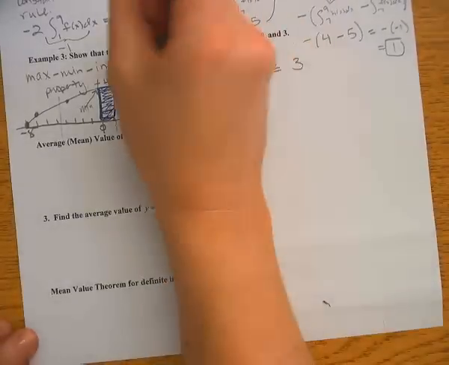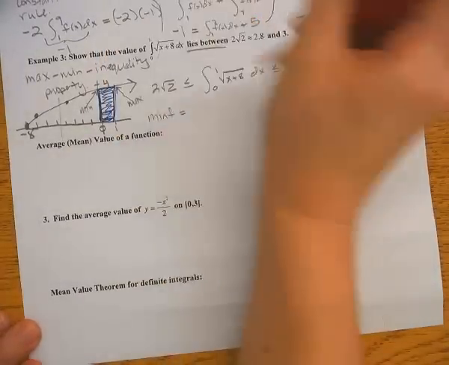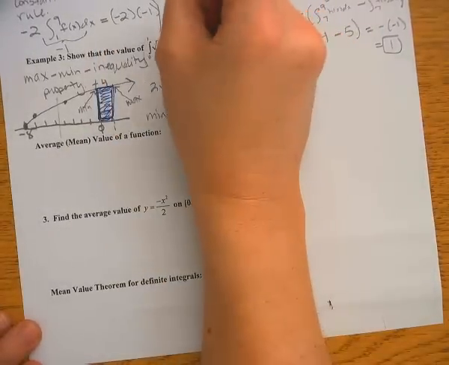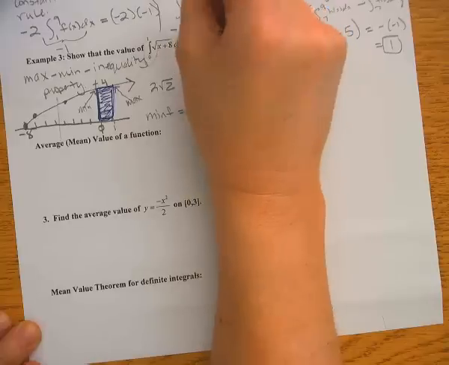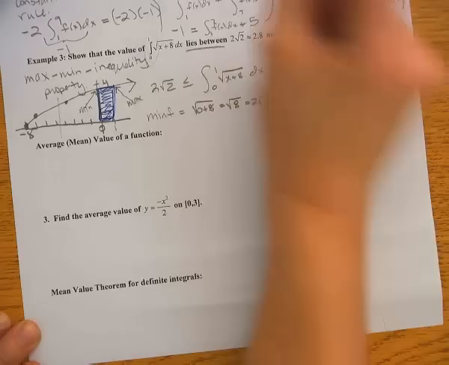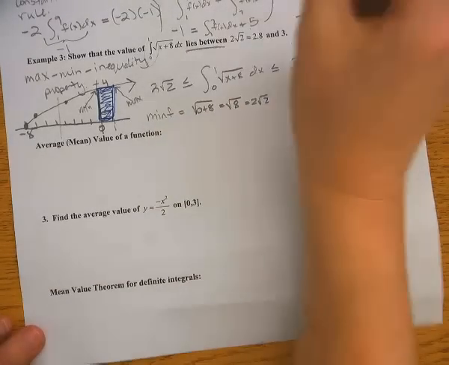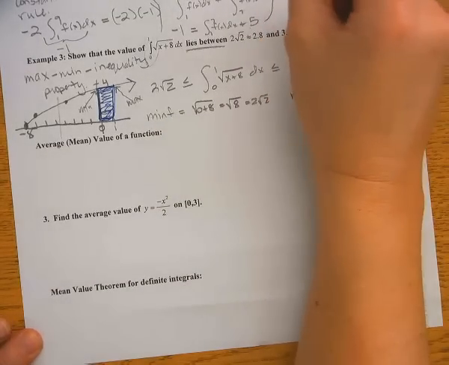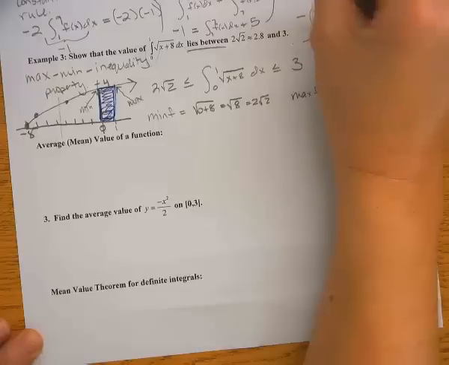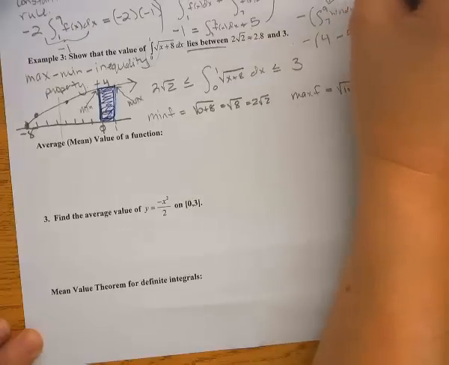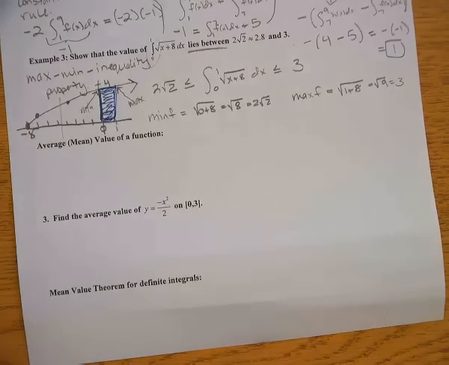So the minimum value of f would be the square root of 0 plus 8, which is the square root of 8, which, coincidence, is 2 rad 2. The maximum value of f would be the square root of 1 plus 8, which is the square root of 9, which is 3. What a coinkydink.